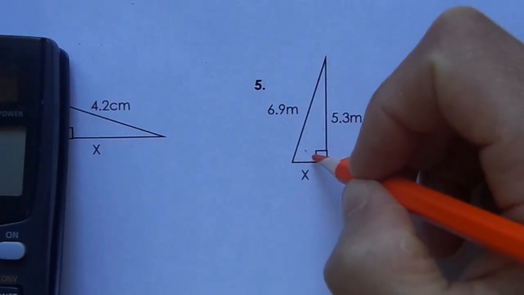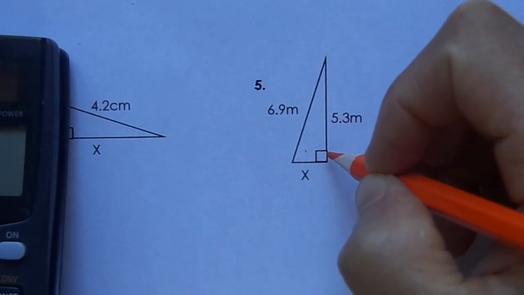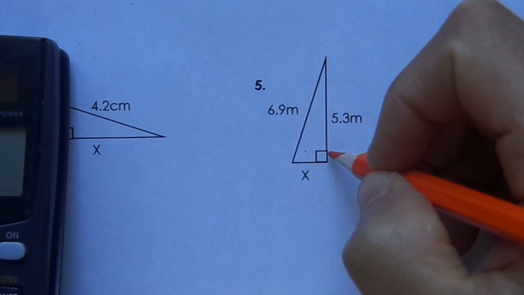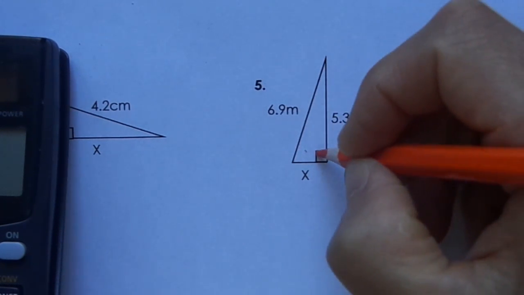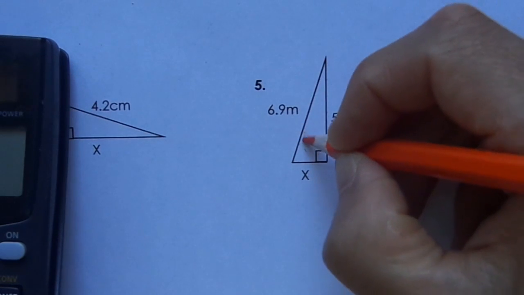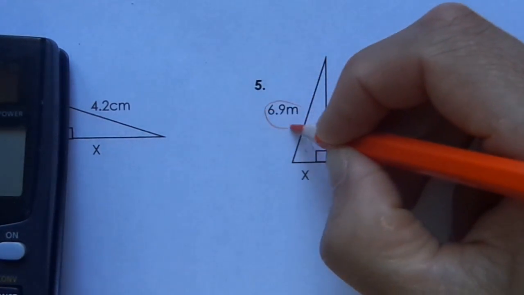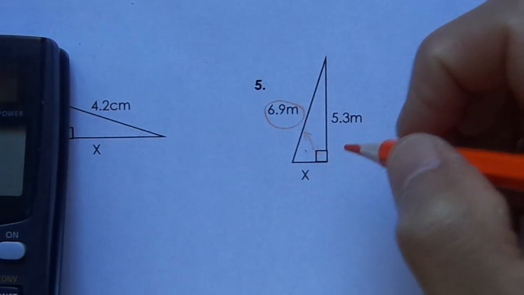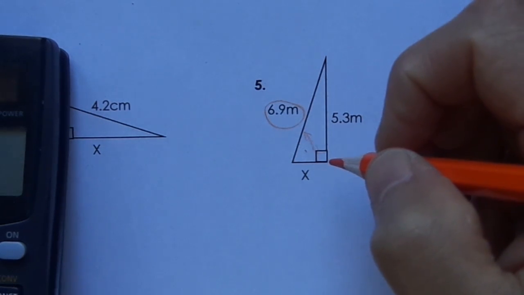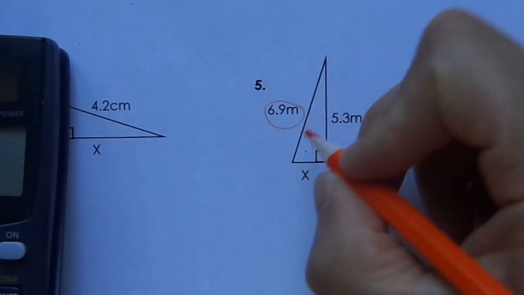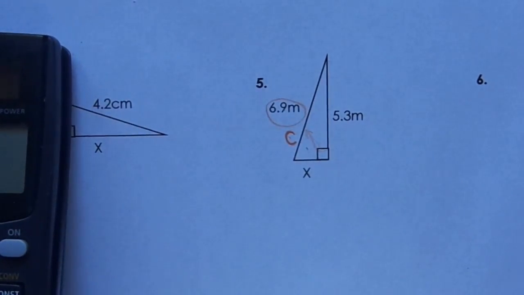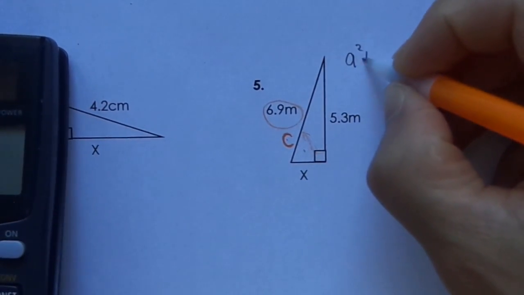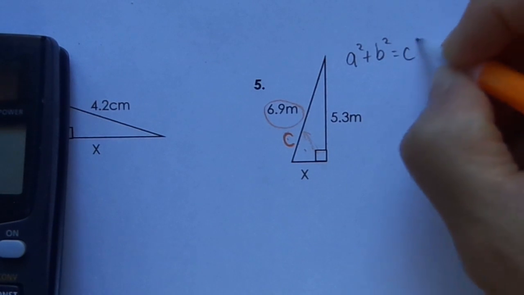We notice that it's a right-angled triangle, which means we can use the Pythagorean theorem. Now, looking at identifying the right angle, we look directly across from that and we notice that would be called the hypotenuse. You got it. So let's label that C. Once again, the formula is a squared plus b squared equals c squared.